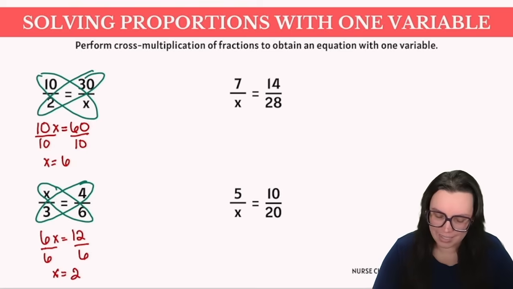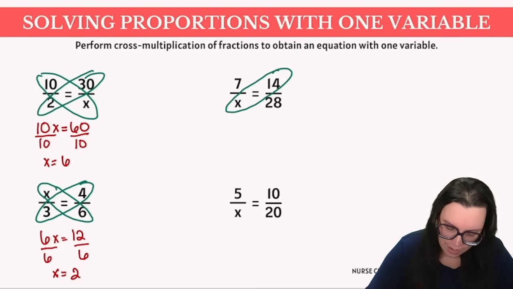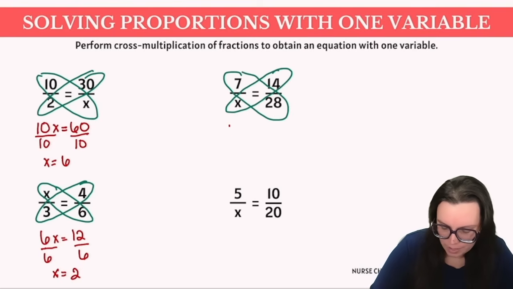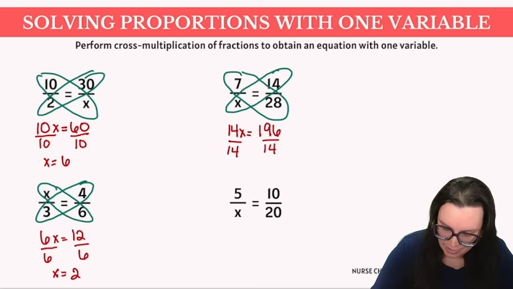For our next example, we have 7 over x is equal to 14 over 28. Again, we're going to cross multiply our proportions, and that is going to give us 14x is equal to 196. We're dealing with big numbers now, right? We are again going to isolate our x by dividing each side by 14, and that is going to give us our correct answer of x is equal to 14.